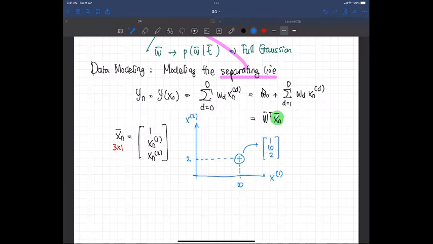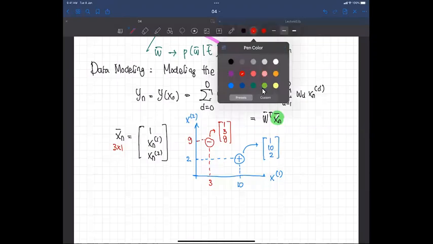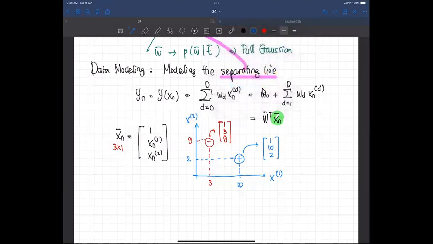So if you have a negative sample, and this one is 3, for example, and that one is 9, then the coordinate for this will be 1, 3, 9. That's the second sample. So if you name this point x1, then x1 bar, this one x2 bar.